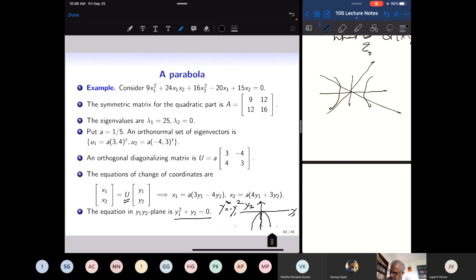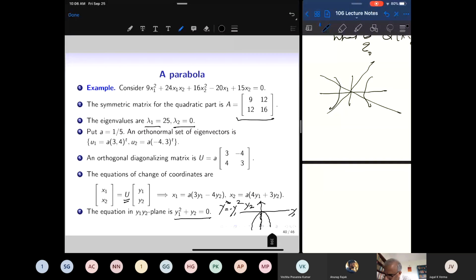Yeah, let's find out the eigenvalues and eigenvectors. Eigenvalues were these: lambda 1 equal to 25, lambda 2 equal to 0. So the original matrix, the determinant of this matrix is the product of the eigenvalues. So this matrix is not invertible. As you see, the determinant of this matrix is 16 times 9 minus 12 square, and that is 0.